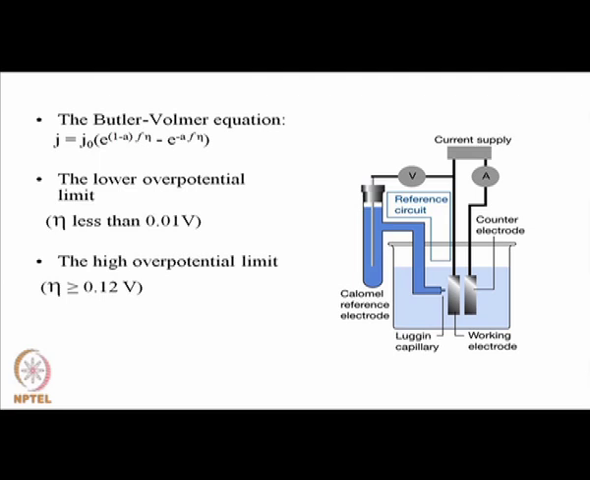Now, before that, the experimental diagram is this. It is basically a three electrode situation. This is your reference electrode, the calomel electrode. This is your working electrode, and this is your counter electrode. So there are three electrodes. This is your current supply, connected to a source which is supplying current, and you have your ammeter, this is a voltmeter, and this is a reference circuit. Basically you are drawing a current potential diagram. That is the experimental arrangement for doing these studies of electrode kinetics.